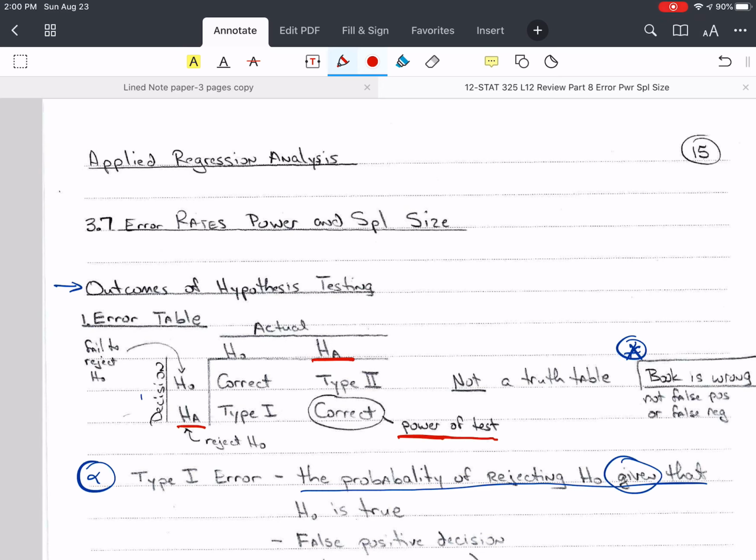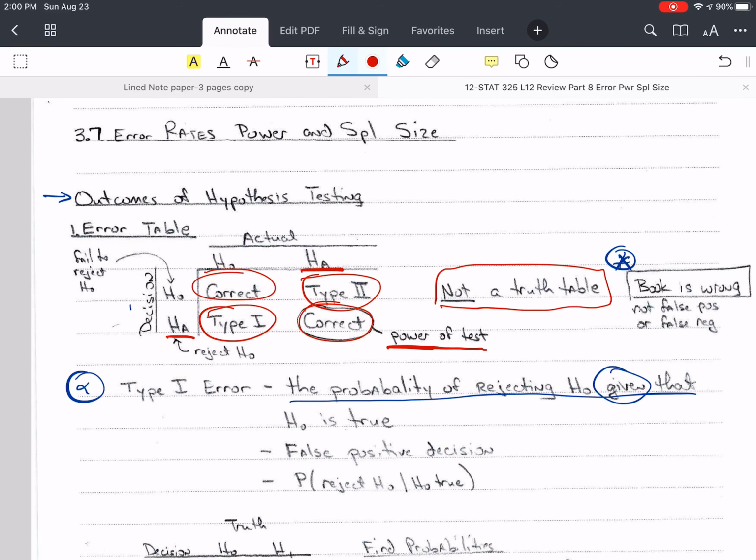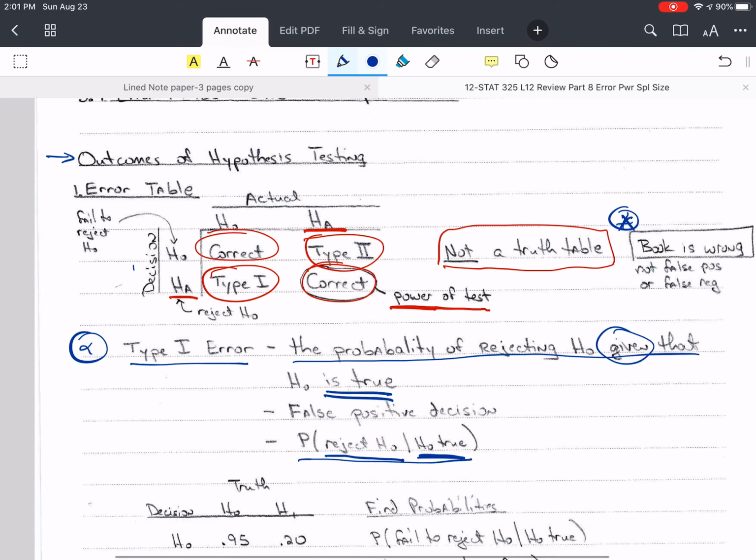I said earlier it was a truth table, but it's really not a truth table, because all of these are conditional probabilities. They're not just probabilities. So, type 1 error is the probability of rejecting H naught given that H naught is true. It's a false positive decision. So again, it's a conditional rejection. We're saying the probability that we reject H naught given that H naught was actually true. This is the type 1 error, and again, alpha.